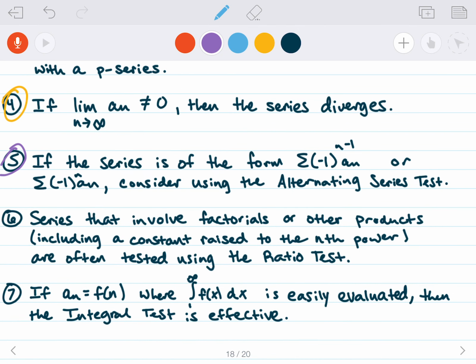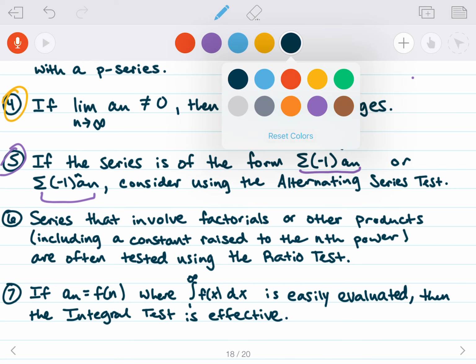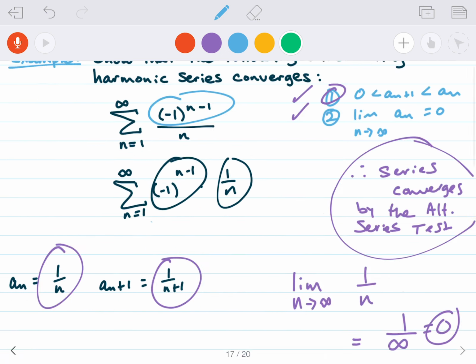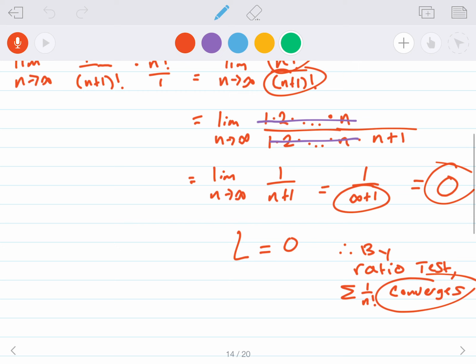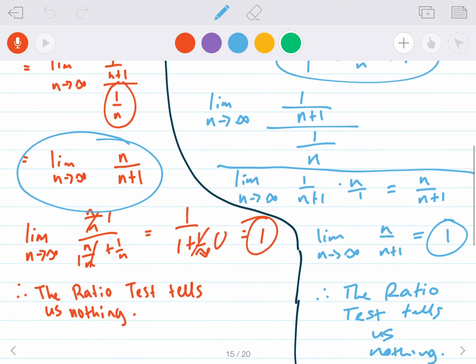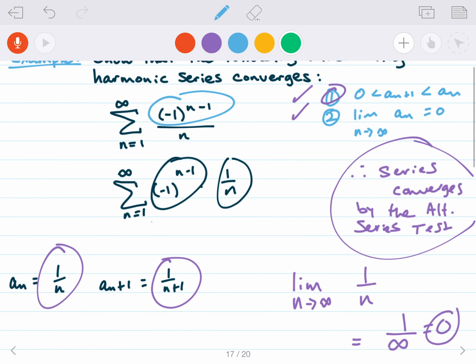So it says, if the series is of this form, where we have this negative 1 to the n, or negative 1 to the n minus 1 times a sub n, this is alternating series test form. So try that if you ever see this oscillation happening. Okay, next hint: series that involve factorials or other products, including a constant raised to the nth power, are often tested using the ratio test. We did this right here. We had a factorial here, and the ratio test is good for working with factorials.